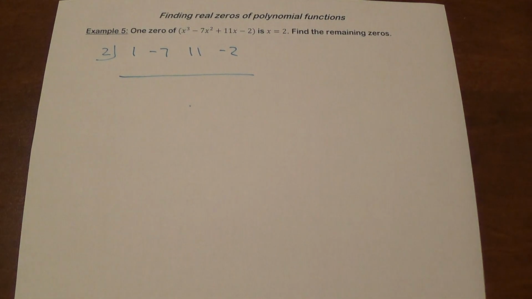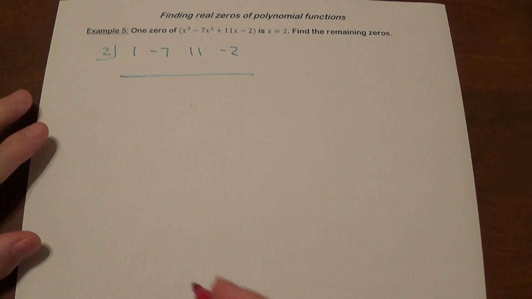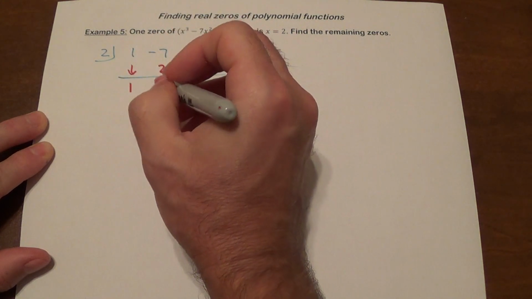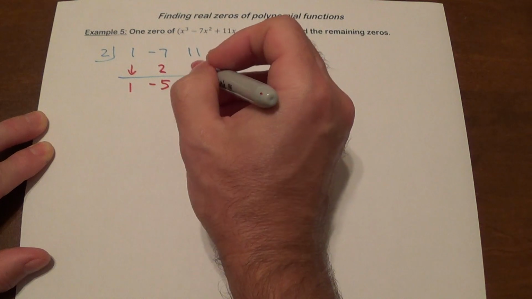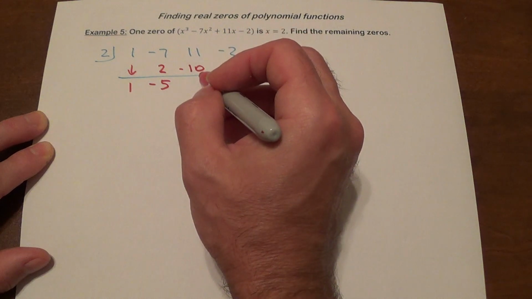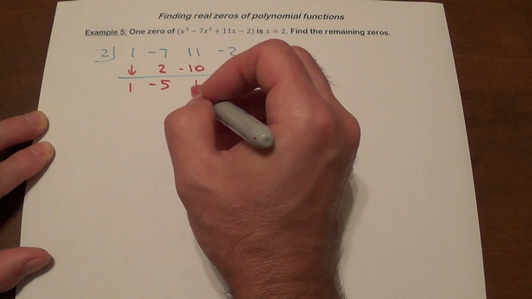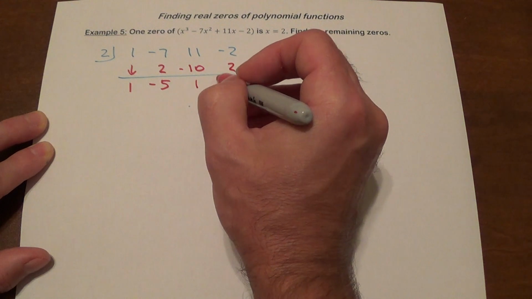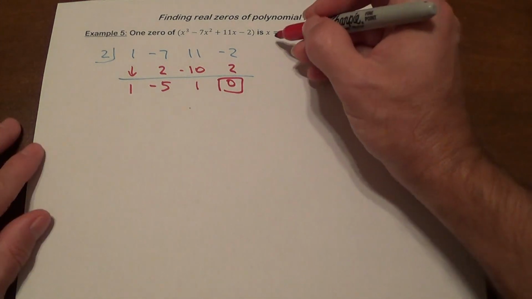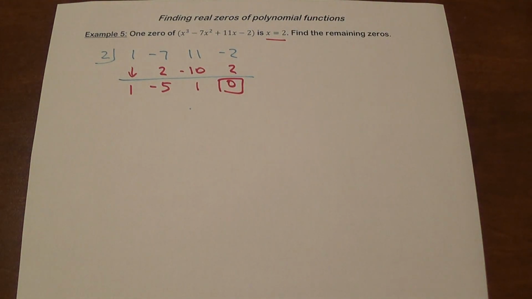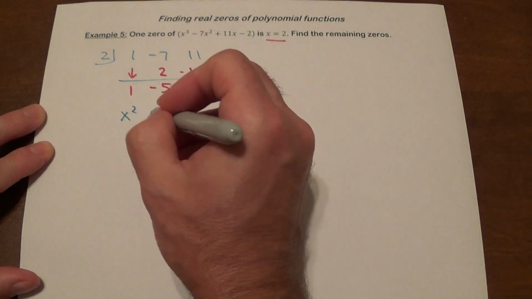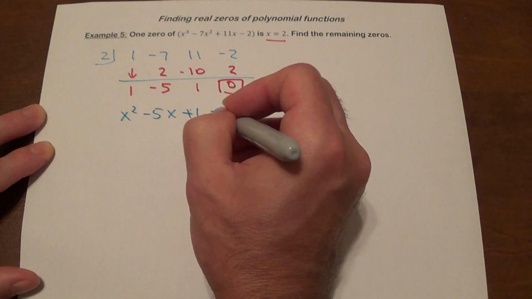Right? Synthetic division. Drop the first number. It's 1. 2 goes here, right? 2 times 1 is 2. That's negative 5. 2 times negative 5 is negative 10. 11 plus negative 10 is 1. 2 times 1 is 2, and 0, as expected. Right? So we know that this is true. We verified that. Not that we had to question it, but it's always good. So we have x squared minus 5x plus 1 equals 0.